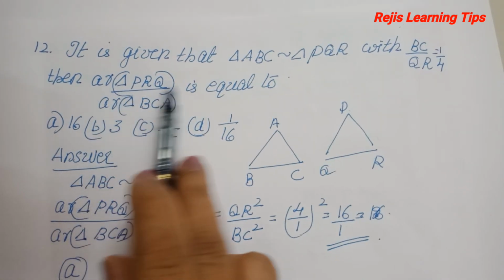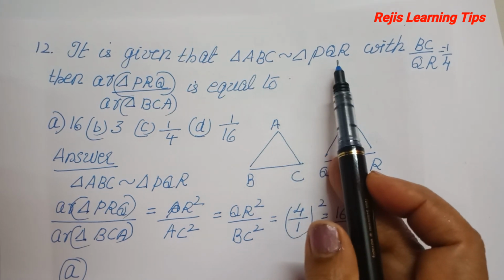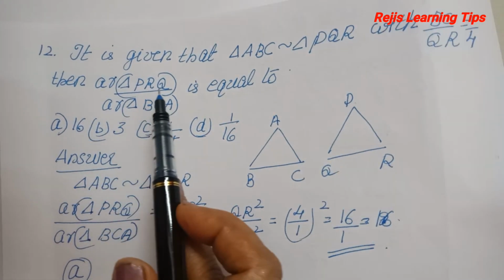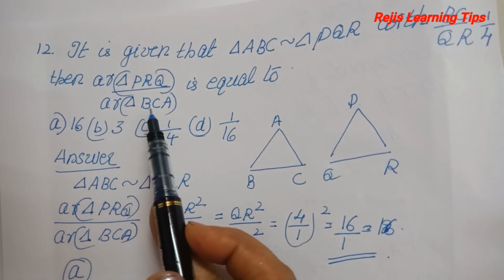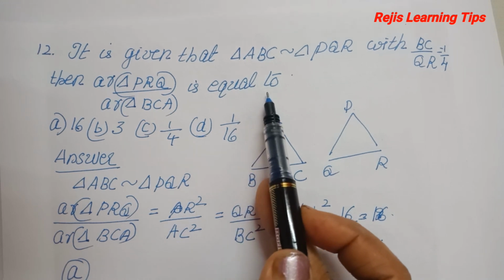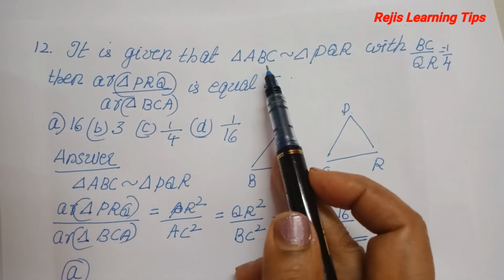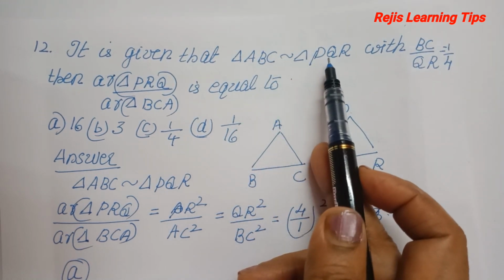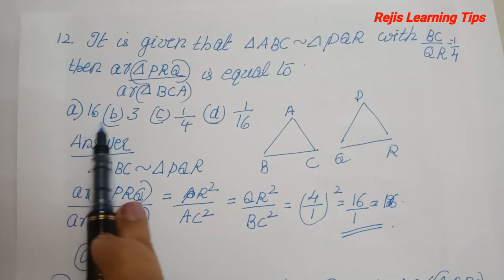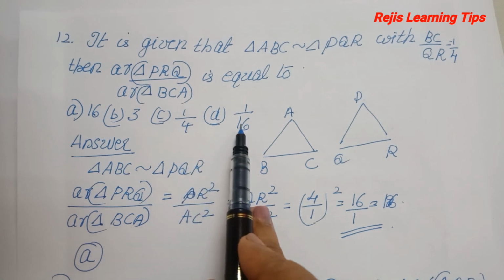Then 12th question, it is given that triangle ABC is similar to triangle PQR with BC by QR is equal to 1/4. Then area of triangle PRQ divided by area of the triangle BCA is equal to. Here we know that triangle ABC is similar to triangle PQR. BC by QR is equal to 1/4. Options are 16, 3, 1/4, 1/16.